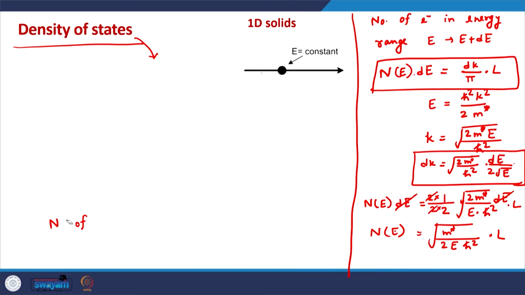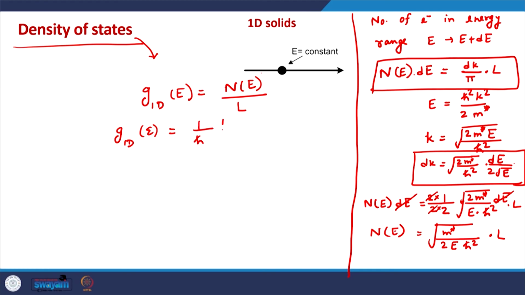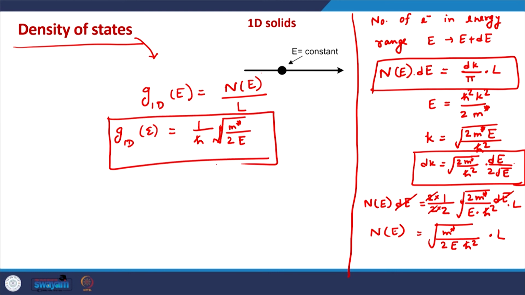So, in order to calculate density of states for 1D material, we just need to divide N_e by the length. Okay. So, which means density of states for 1D solids is 1 by h bar square root of m star divided by 2E. So, this is the final expression for the density of states for 1D solids.